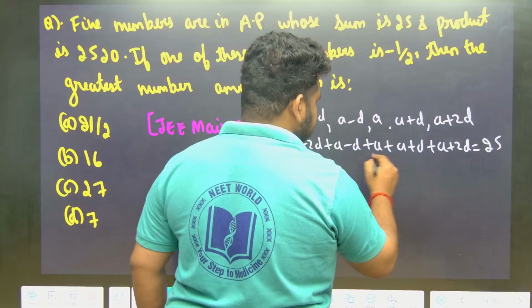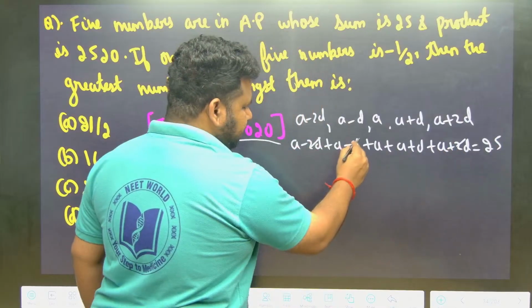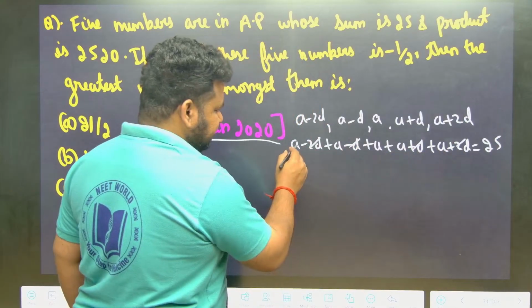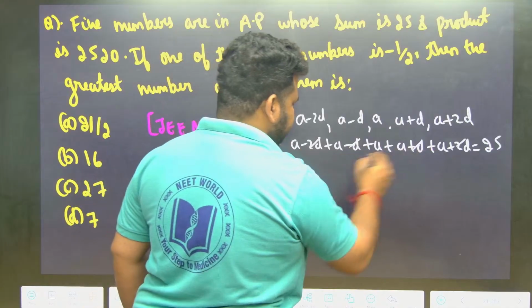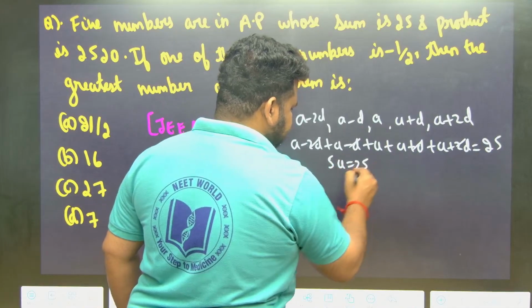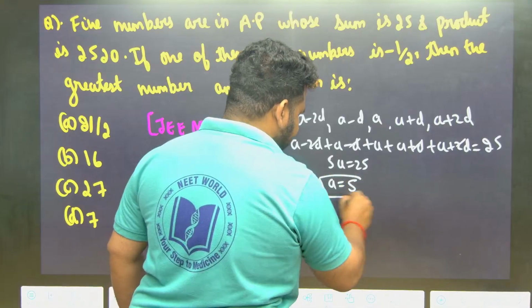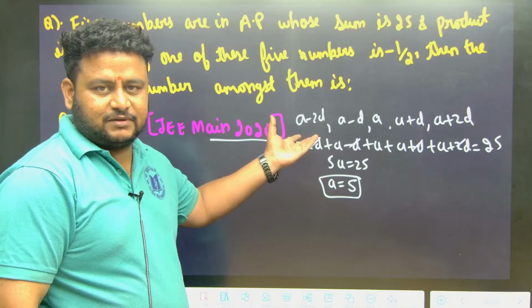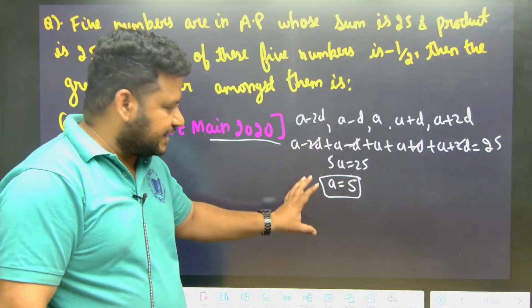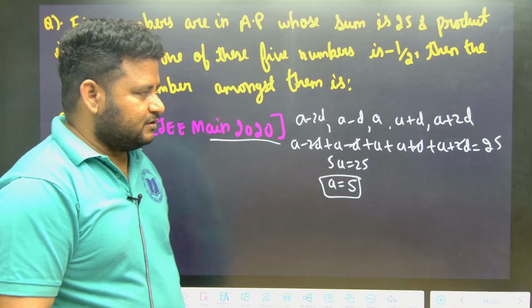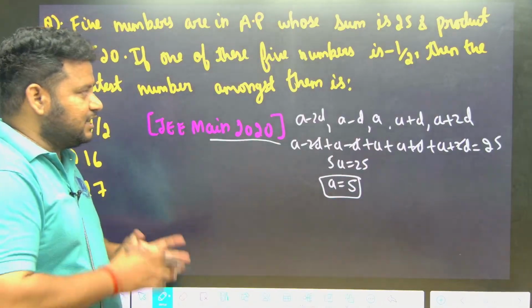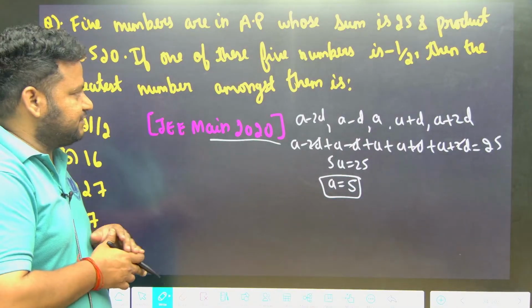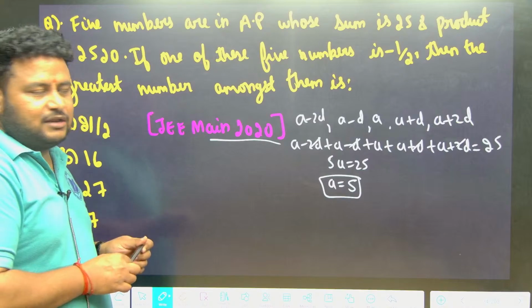What happens here is plus 2D and minus 2D cancel, minus D and plus D cancel, and I am left with only A's. 1, 2, 3, 4, 5. 5 A's is equal to 25. That gives us A is equal to 5. I got the first thing, A is equal to 5, by using the selection of the terms concept. Similar to the previous question, here I have to use the given condition to find out the value of D.